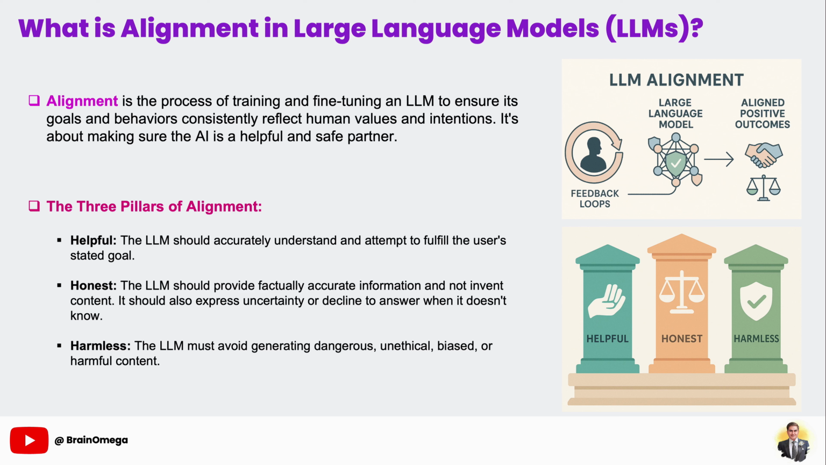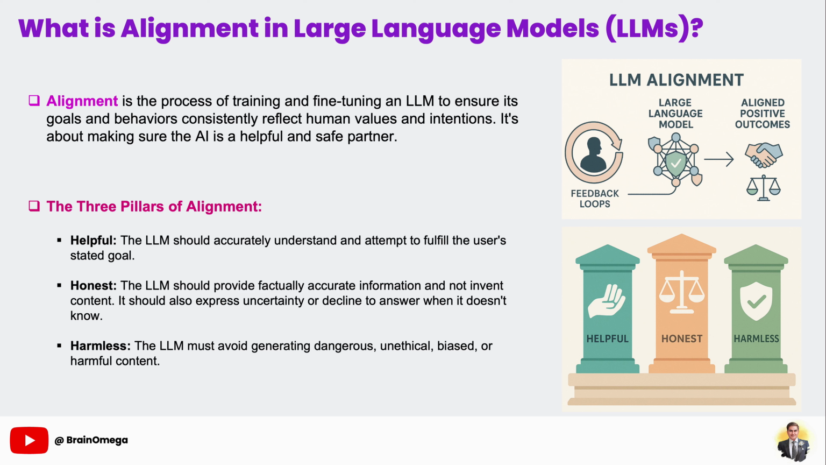The diagram on the right beautifully illustrates this. It's a continuous cycle. We provide feedback, which helps refine the large language model. This refinement leads to what we call aligned positive outcomes, outputs that are beneficial and in line with our expectations. This process is repeated, creating a constant loop of improvement. To achieve this, the entire concept of alignment is built upon three foundational pillars: being helpful, honest, and harmless.